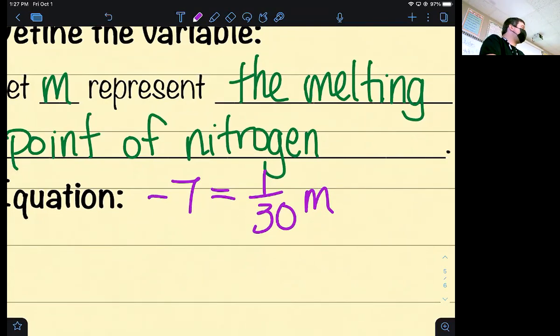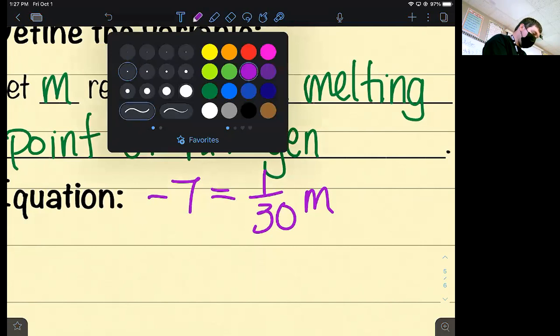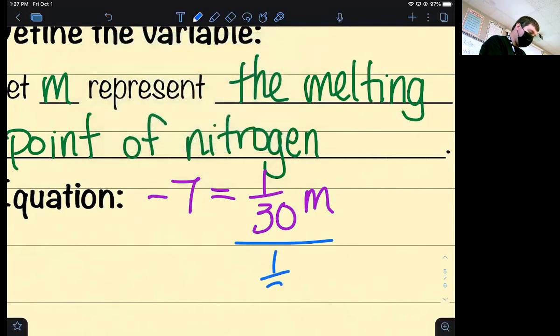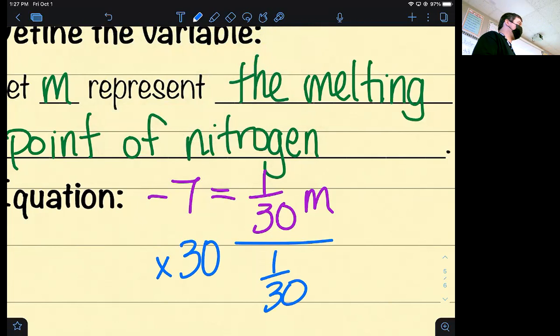So what's the opposite of multiplying by 1/30? You could say two things. Give me one of them, Carson. Dividing by 1/30. Yep. Or you could say, Seth, multiplying by 30. Yep. So we know that dividing by a fraction is the same as multiplying by its reciprocal. And Seth, what's the reciprocal of 1/30? 30/1, which is 30. Yep.